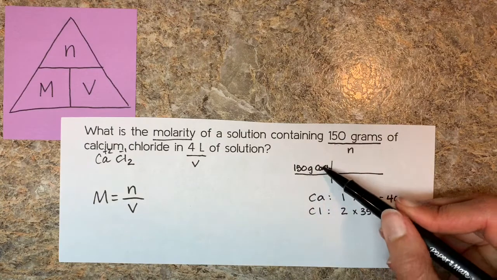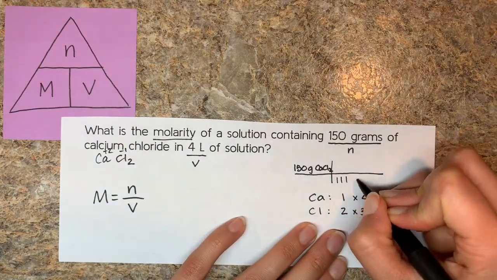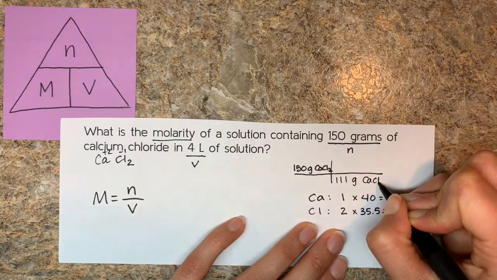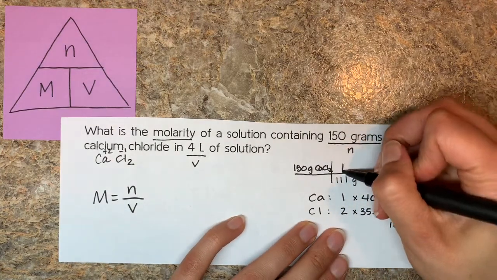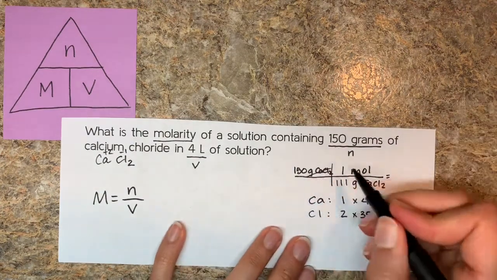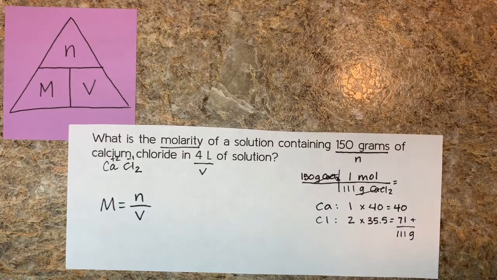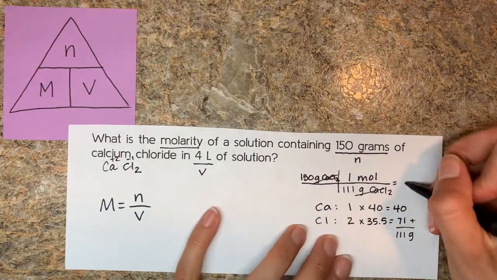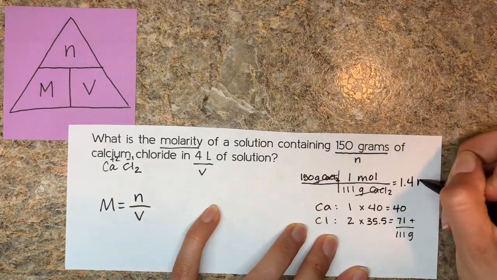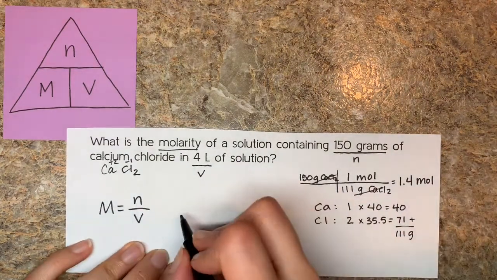So since we have grams of calcium chloride up, we need to put this 111 grams of calcium chloride down, and that is how many grams are in 1 mole. Now my grams cancel out. I'm left with moles. I can plug this into my calculator. You should get an answer of 1.4 moles. So this will go in for my N.